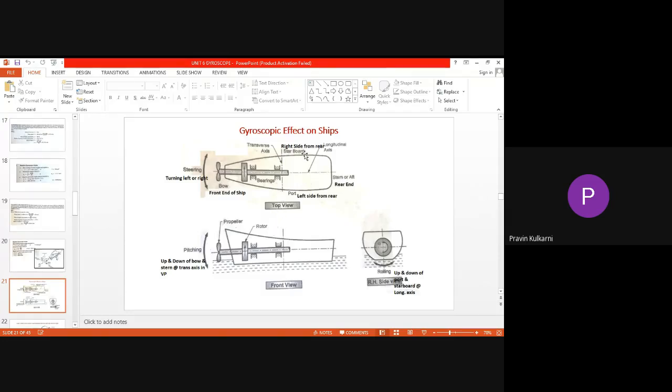Referring to the top view, this is the starboard, the right side of the ship. This is the left side of the ship, also called the port. This is the stern, the rear end. This is the front end or bow. Now, let us focus on this front view. Pitching means up and down motion of the bow and stern about the transverse axis. And the side view shows you rolling, up and down of port and starboard, isn't it?